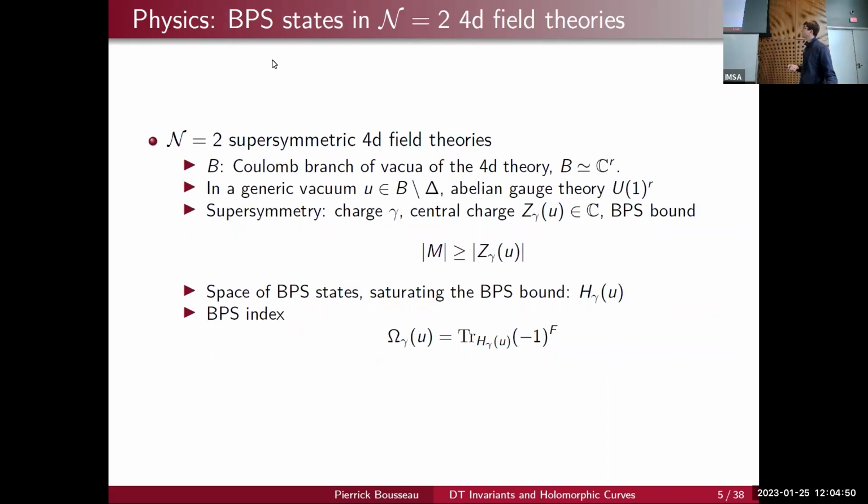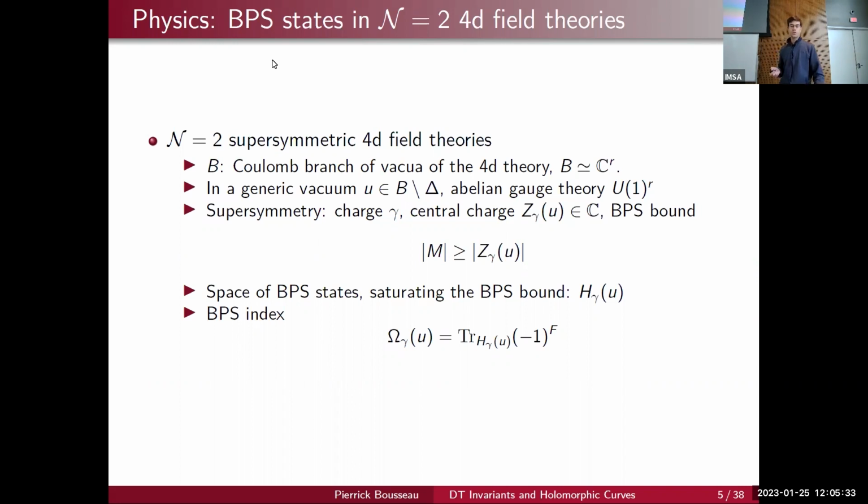Here is some physics translation of DT theory. If you have a 4-dimensional field theory which has so-called N=2 supersymmetry, then attached to it is a Kähler manifold B, which is called the Coulomb branch of vacua of this four-dimensional theory. And then the point u of the previous slide should be a point in this geometry, more precisely a point in the complement of some discriminant locus Δ. And physically, at such a point, at such a vacuum, you have an abelian gauge theory with gauge group U(1)^r, where r is an integer, the rank of the theory.